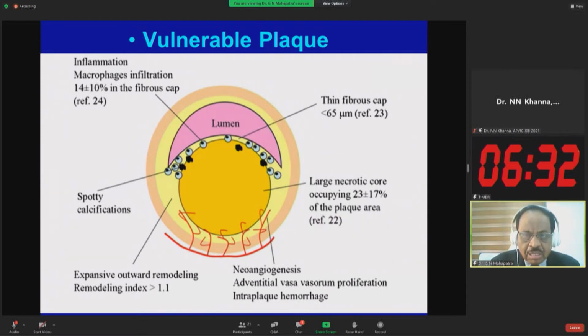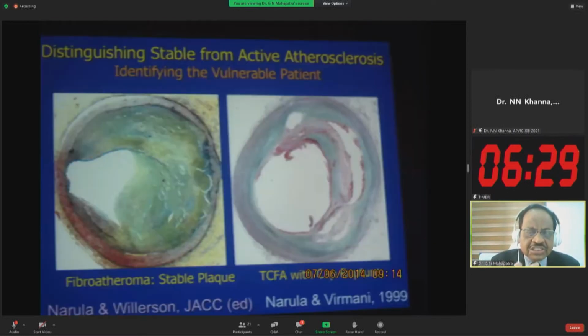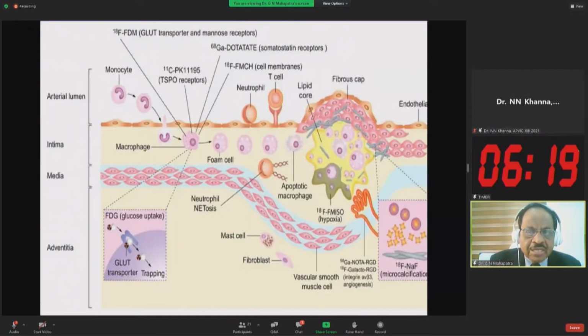Then this is a stable plaque and an unstable plaque. The unstable plaque is on the right-hand side, and you can see the left-hand side is the stable plaque. So you can differentiate how unstable it is. So this is a molecular target, showing how different radioisotopes work.